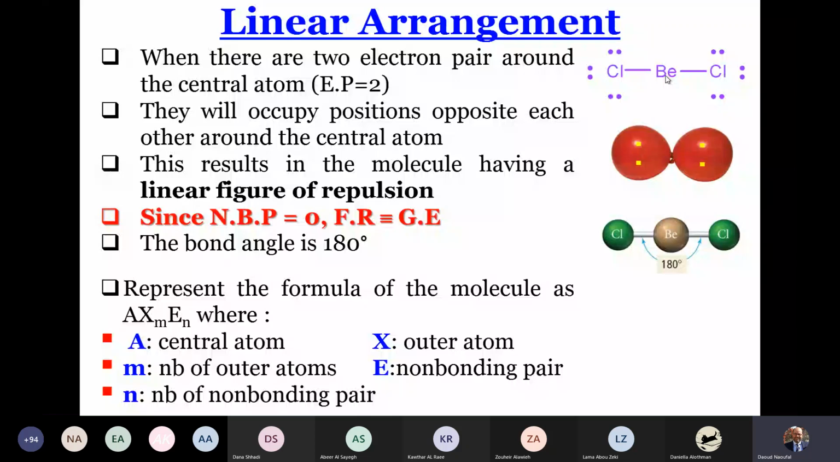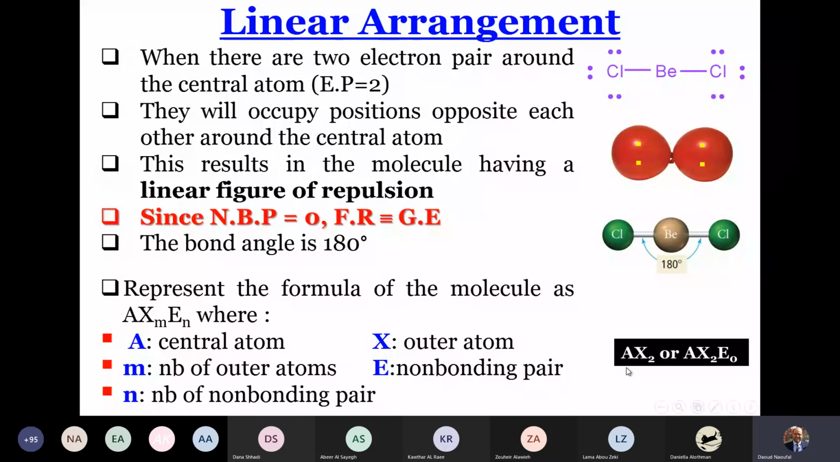The first step is to write correctly the Lewis structure. So this is the best Lewis structure for BeCl2. Then we deduce the form AXME_N, so it's AX2E0 or simply AX2. So we have two electron pairs in two balloons, and the best structure is when we have the minimum repulsion, so when these two pairs are at 180 degrees.